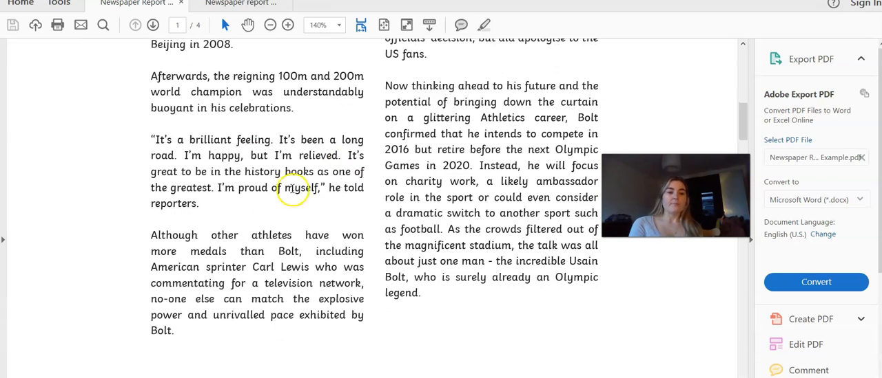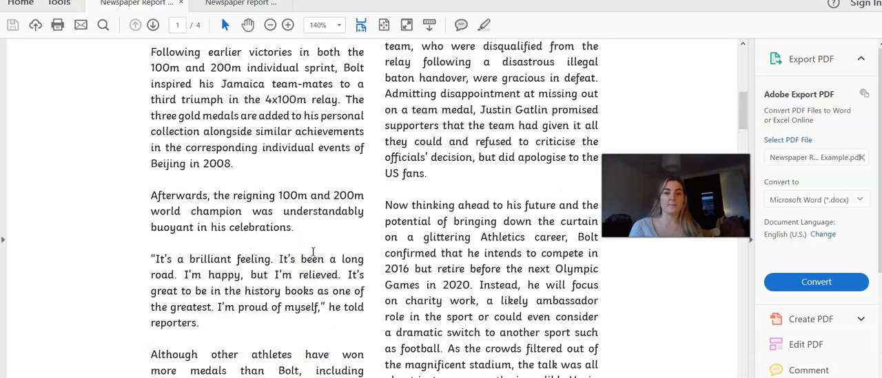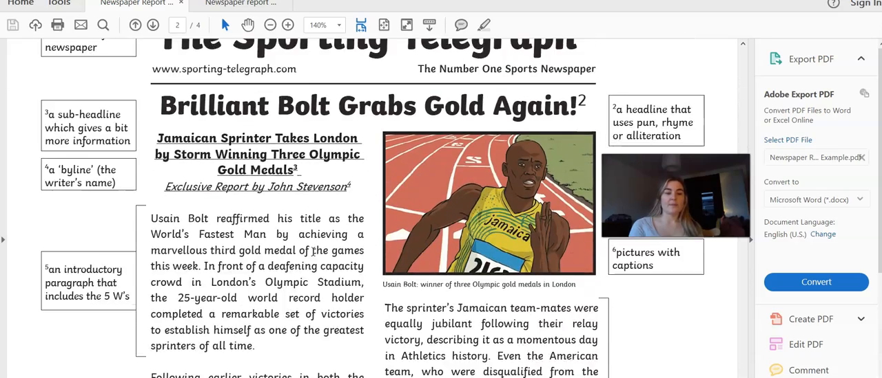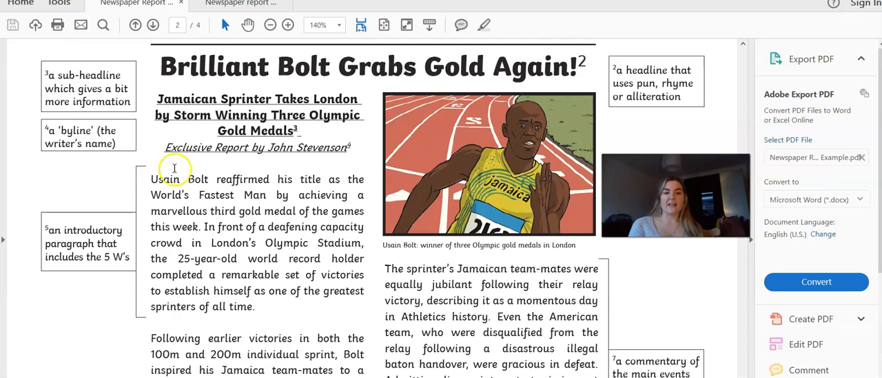Okay. Here we've got, "although other athletes have won more medals than Bolt, including American sprinter Carl Lewis, who was commentating for a television network." See here we've got the who. So remember we were doing our who, what, which, we were using our relative pronouns to make our relative clauses. There's evidence of that in here. Okay. And here it has been annotated.